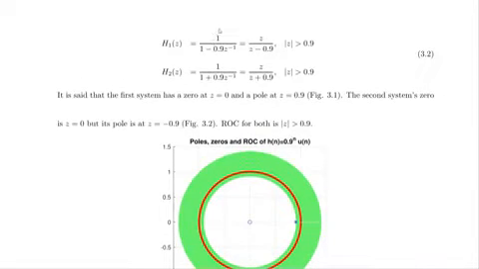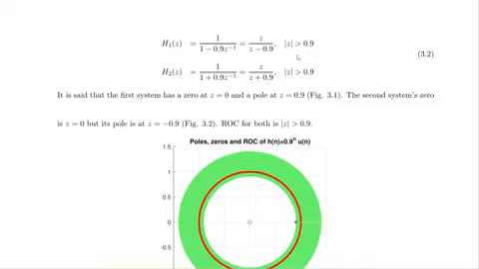H1 of z will be equal to 1 over 1 minus 0.9 z to the power of minus 1, or z over z minus 0.9, with ROC |z| greater than 0.9. For the second one, H2 of z will have the same numerator, 1 over 1 plus 0.9 z to the power of minus 1, or z over z plus 0.9.